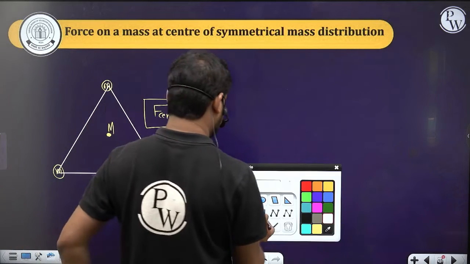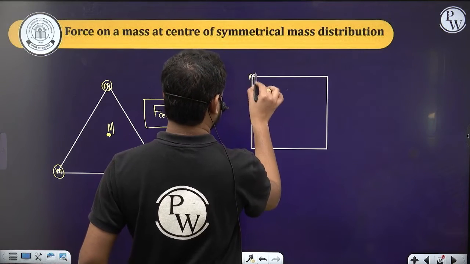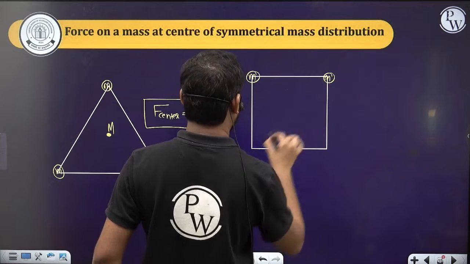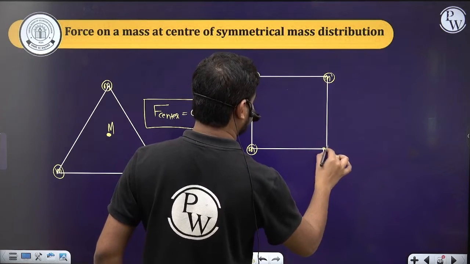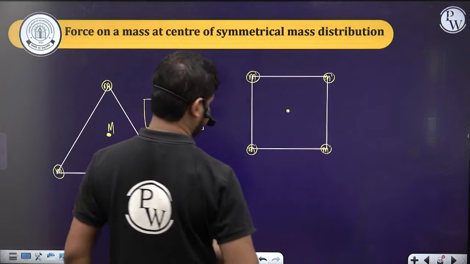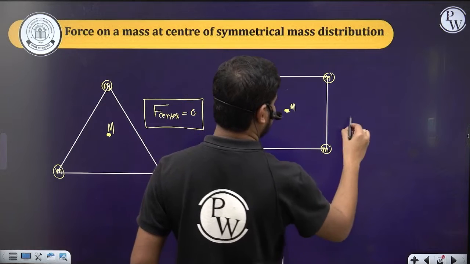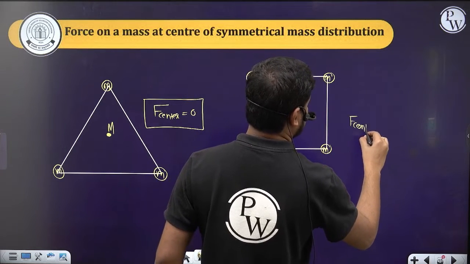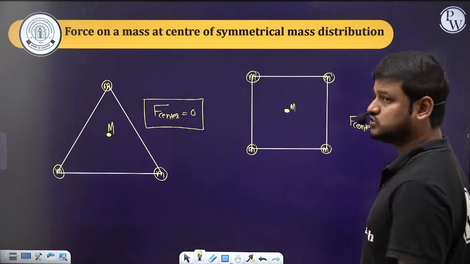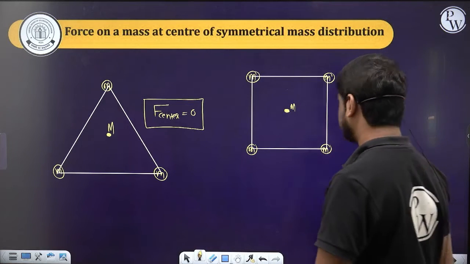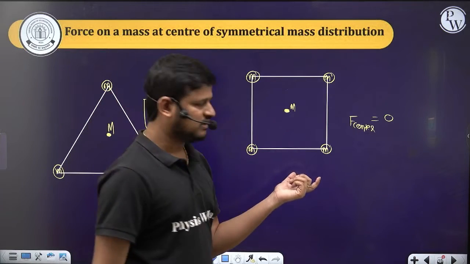If you want you can take the square also, but equal mass distribution should be there. So here mass m and here mass m and here mass m and here mass m. Okay, equal mass distribution, and then here this is going to be capital M mass. If you have to find the net force on the capital M mass, it will be equal to 0 again. Okay, so done guys, understood? So remember this statement. Okay, chalo.